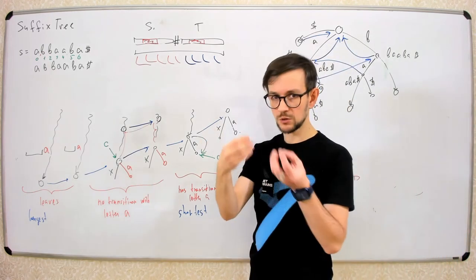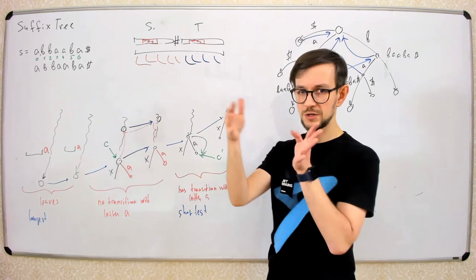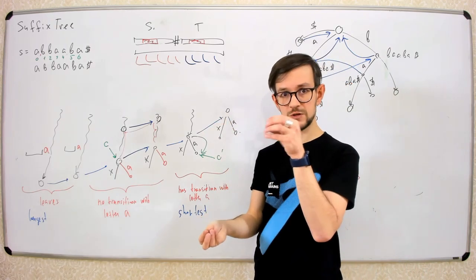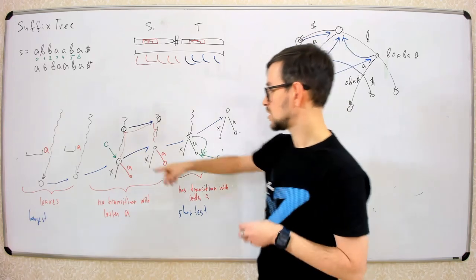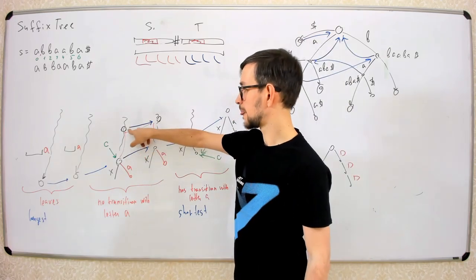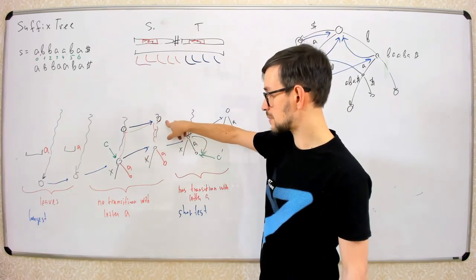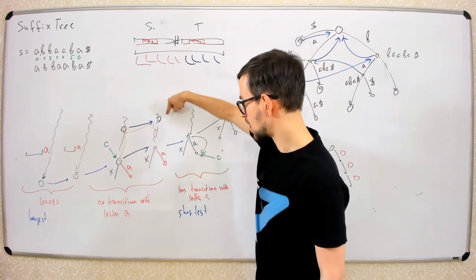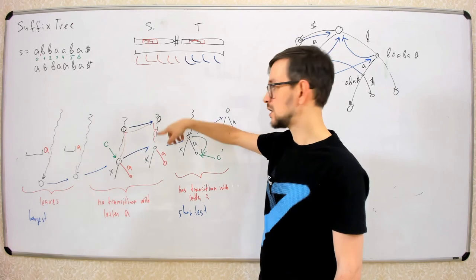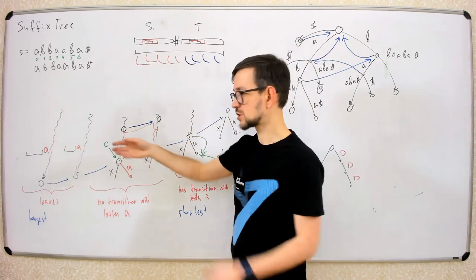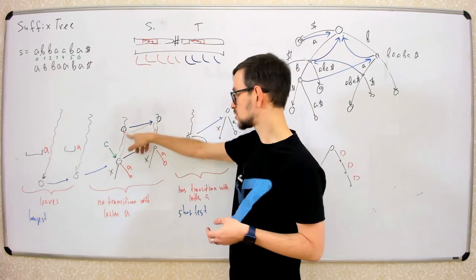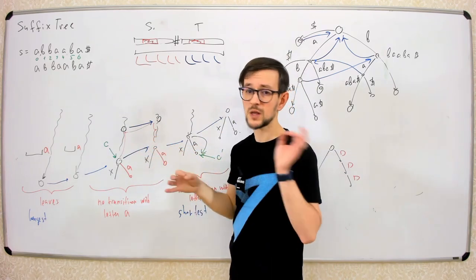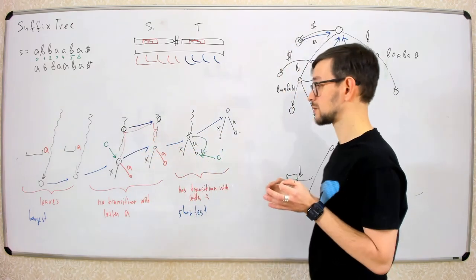So the procedure is very simple. You're standing in some node, and you want to go down using this string. So you're given some substring, and you need to just follow this string from this position. If your parent is not root, then you follow the suffix link. Now take your string and run this procedure from this point. If your parent is root, you just shorten your string by one and start the same procedure from the root. It's the only special case in this whole problem.